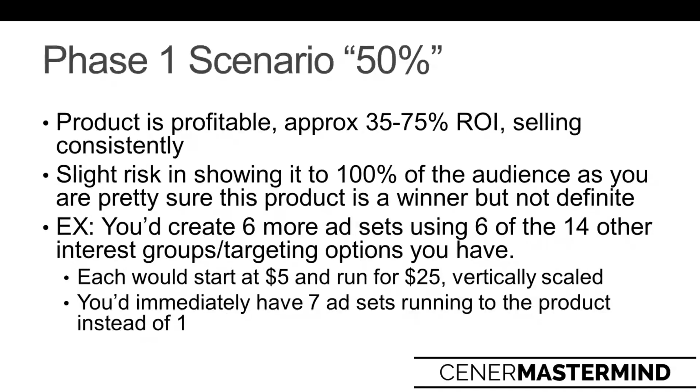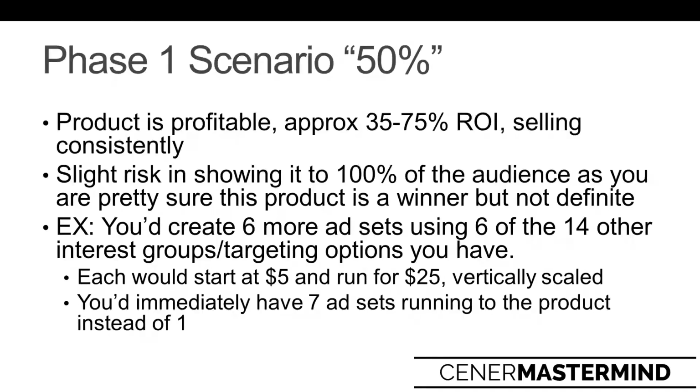So let's talk about a 50% scenario. Okay, product is profitable. You're getting between 35 and 75% ROI. It's not insanely hot, but you're selling it consistently, right? And I think that the ROI number really makes a lot of the decision making for you. Okay, in this case, we would feel like there's a slight risk in showing it to 100% of the audience, right? We're not exactly sure that it's an unbelievable all-in winner. I mean, we're definitely very confident. We're definitely very happy. What we're going to do is go in 50% of the way.